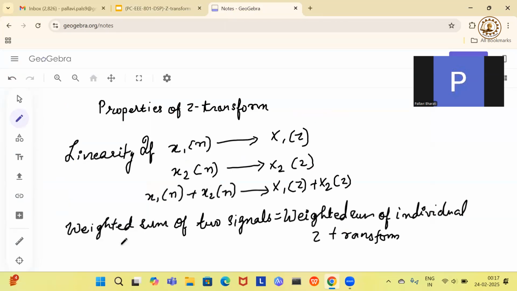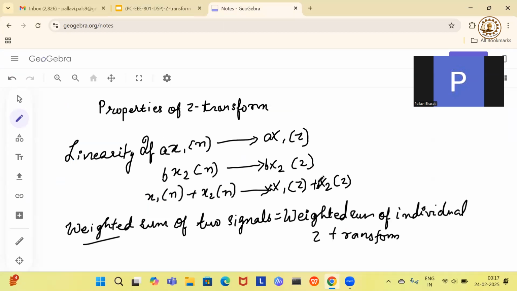Now this word over here, this weighted word, simply means that you have a constant multiplied over here. In this case, what is the Z transform? Here it will be, and this is getting added over here. That's it.